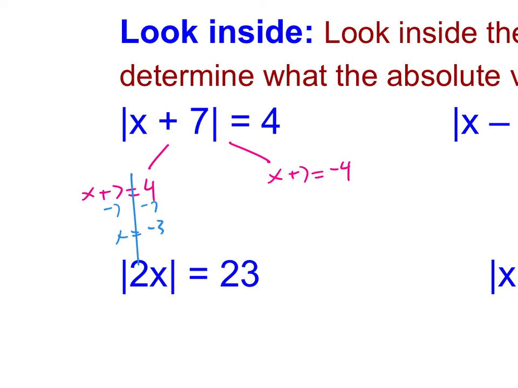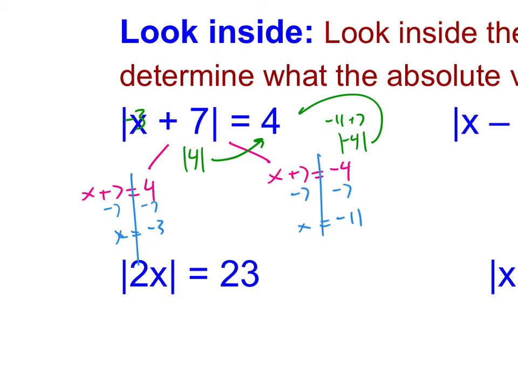Should be pretty straightforward here to take a look at. Take away 7 from both sides in both situations. Negative 3 and negative 11. Then, of course, we can try it. Negative 3 plus 7 would be a positive 4. The absolute value of positive 4 is 4. Negative 11 plus 7 is equal to negative 4.